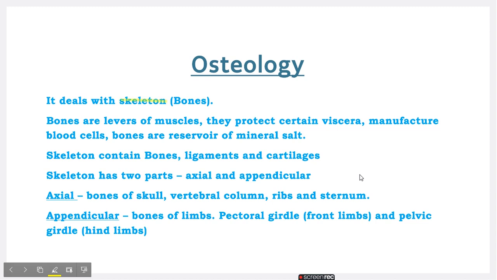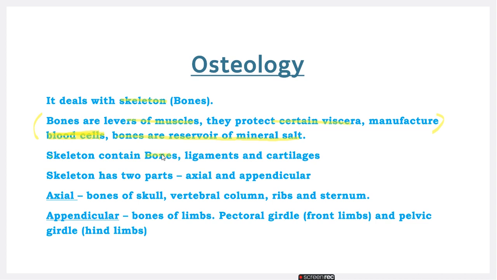It deals with the skeleton, and the bones are the levers of the muscles, as they are the site for muscle attachment, and they protect the internal visceral organs. Also, the bones have bone marrow, which is important for the manufacture of bone cells and blood cells, like red blood cells, RBCs, and platelets. And the bones are the reservoir of mineral salts as well. So these are some important functions of the bones.